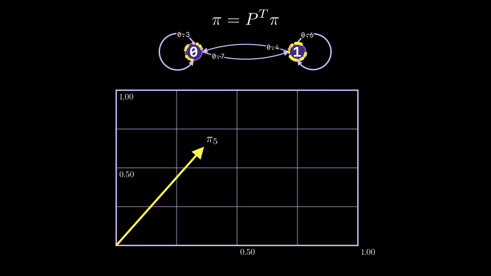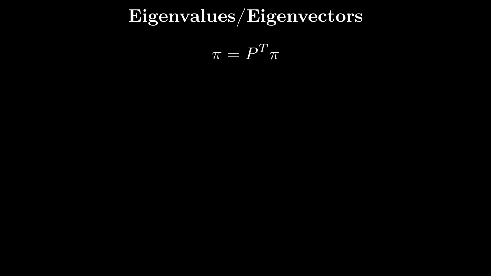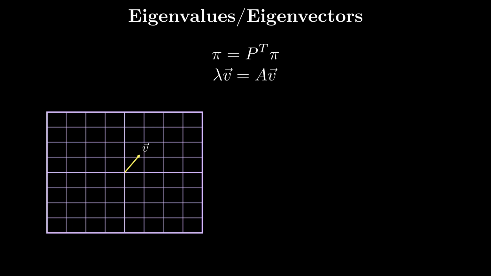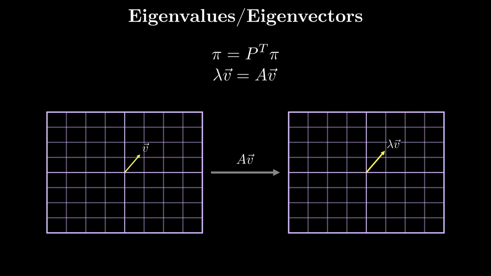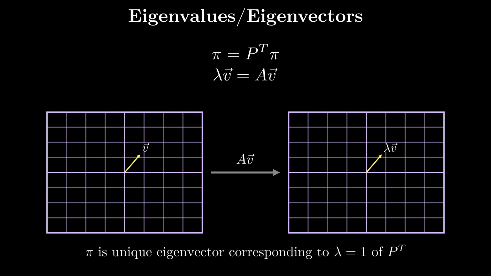A core concept in linear algebra involves eigenvalues and eigenvectors. An eigenvector V of a matrix A has the property that when we take the matrix vector product A times V, it scales the eigenvector V by a corresponding eigenvalue lambda. If you think about stationary distributions from this perspective, we're actually looking for a very specific eigenvector, the one that corresponds exactly to the eigenvalue 1.